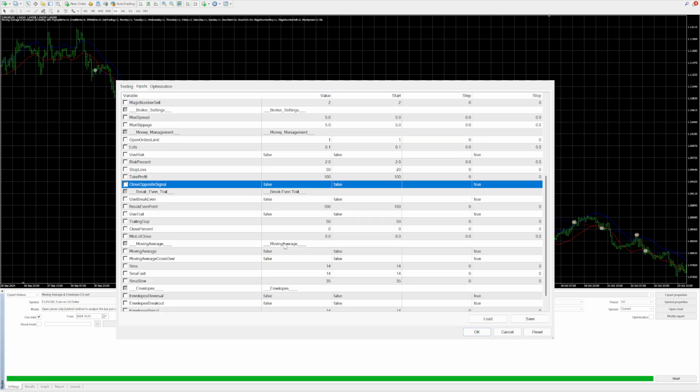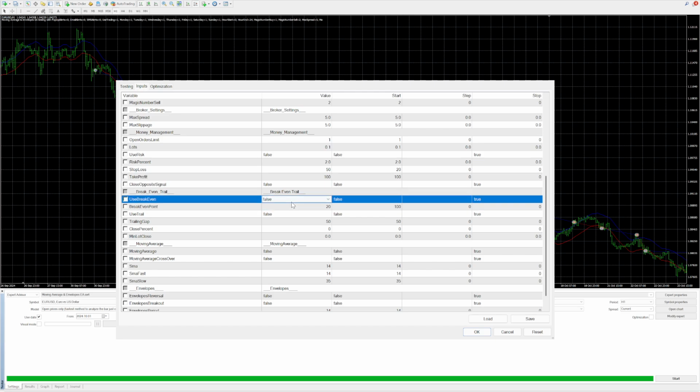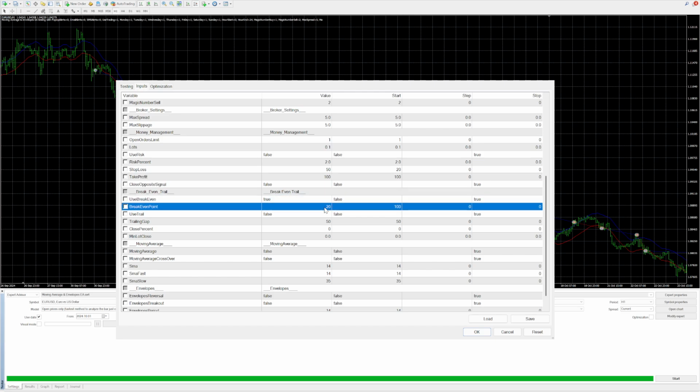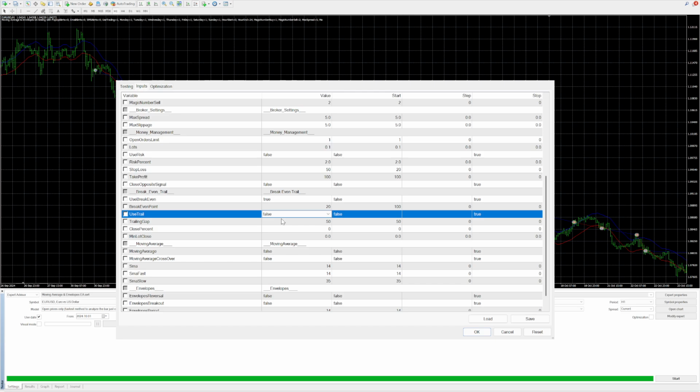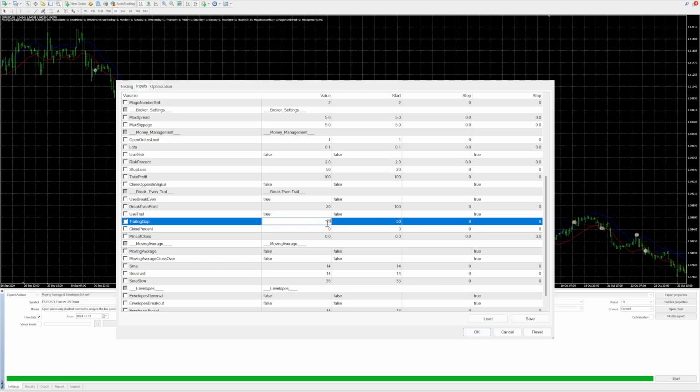So break even and trailing stop, you can set the EA to break even at a certain point in pips. So if we set it to 20 and this to true, the EA will move the stop loss to break even after 20 pips. And a trailing stop, if you set that to true, the EA will trail the price by this distance of pips.